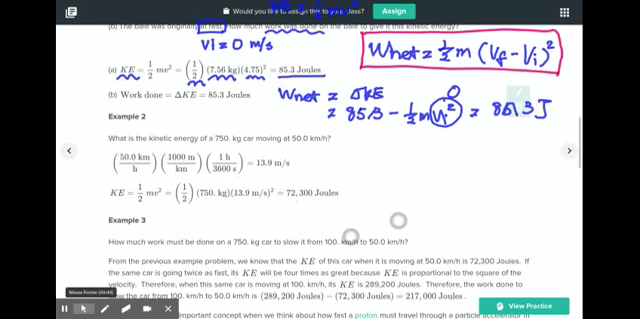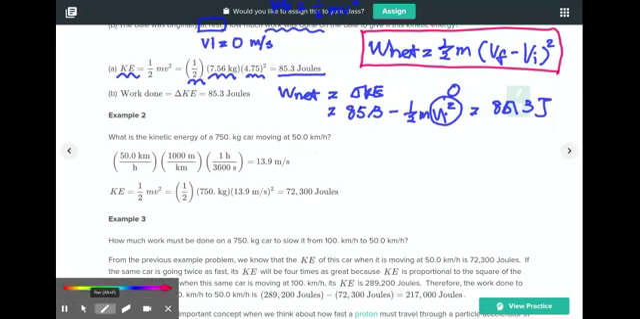All right, example 2. What is the kinetic energy of a 750 kilogram car moving at 50 kilometers per hour? Okay, so we know every time we're doing a problem, you have to use the standard units, right? Our velocity here is always meters per second, right? But what we are given is kilometers per hour. So you have to convert to meters per second.